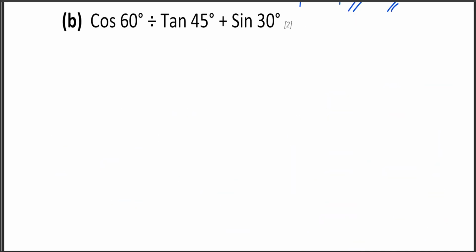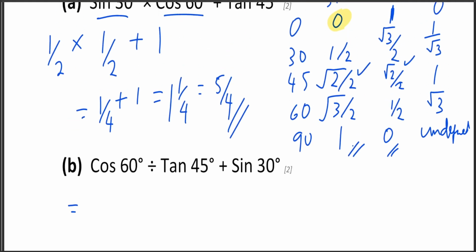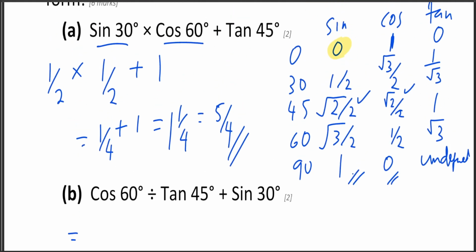Now, how about this: cos 60 divided by tan 45 plus sin 30? So wacha tuangalie cos 60 ni ngapi. Sawa. Cos 60 ni hapa. So cos 60 is this one, a half. So utaandika hapa a half divide by tan 45. Tan 45 tunasema ni 1. So 1 divide by 1 plus sin 30. Sin 30 ni a half plus a half.